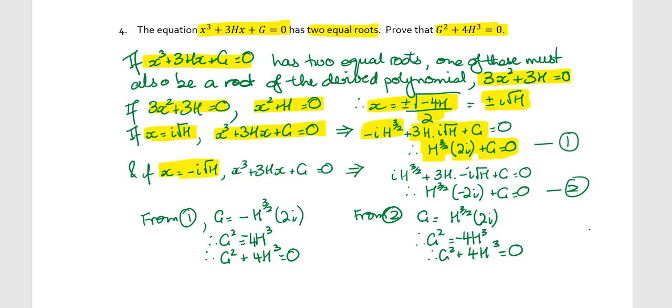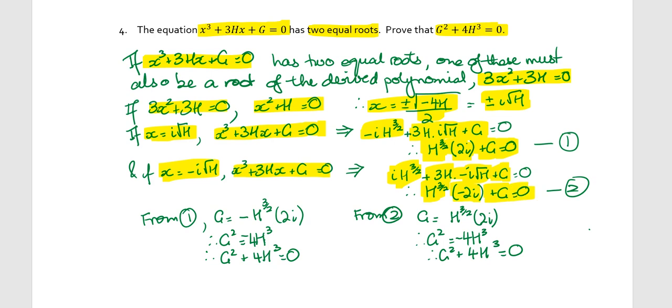Now if we look at the other case, minus i root h, plug it into this, then minus i cubed becomes i. That's h to the 3 on 2. We've got 3h times minus i root h plus g. Take again h to the 3 on 2 out, and we'll have minus 3i and plus i, so minus 2i, and then plus g. So all that equals 0.